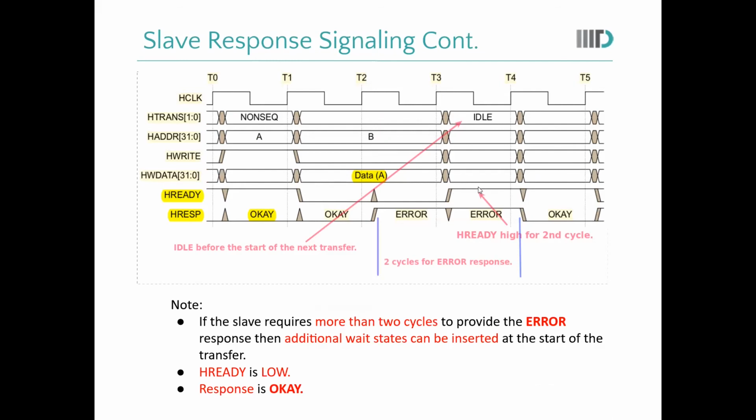Now, HADDR already has B here in the wave diagram, which is represented on this slide. So that means the next address has already been fetched. But we do not want this address, so we have to indicate that this is not a valid address. So HTRANS gives an idle signal, an idle response, indicating that this is not a valid transfer. Moving on to the next slide.